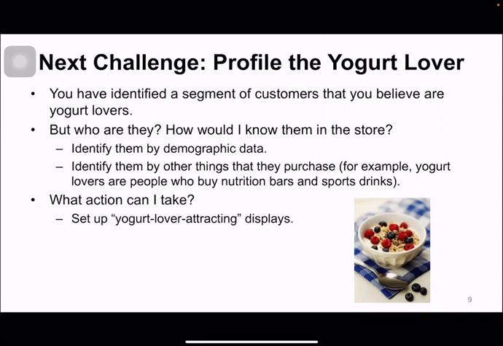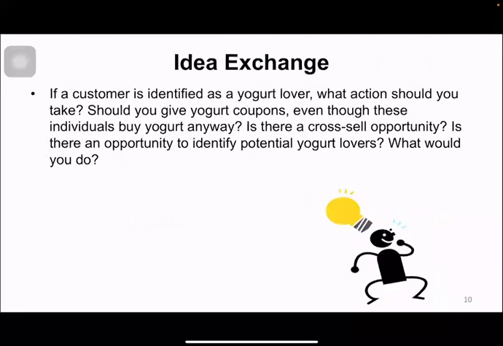Now, once you identify the yogurt lovers, you wanna associate the yogurt lover and then identify the demographic information, and maybe identify by other things they purchase. For example, those people who love yogurt tend to buy nutrition bars or sports drinks, and maybe some other healthy food. So what action can you take? So first, you define the yogurt lover. Second, you profile them. Third, what actions can you take? You may set up yogurt lover attracting displays, right?